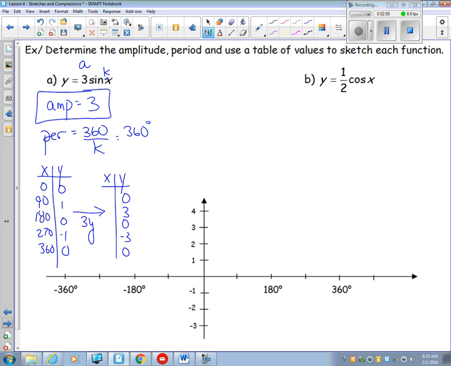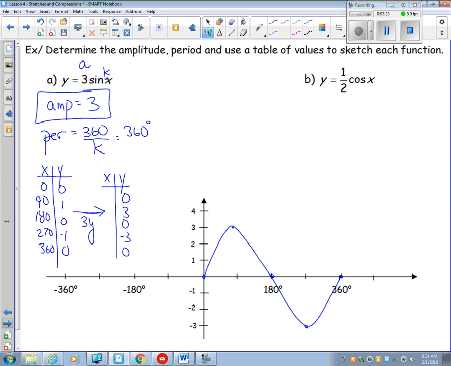So the same graph, 0, 0, 90 and 3, but it's been stretched. It used to be 90 and 1, 180 and 0, 270 and negative 1, and 360 and 0. So it still looks like a sine curve. It's just a lot more stretched out now. Okay. Try the second one.